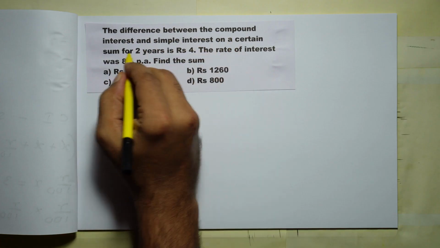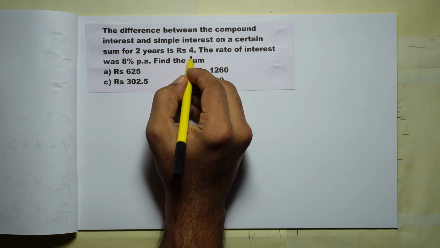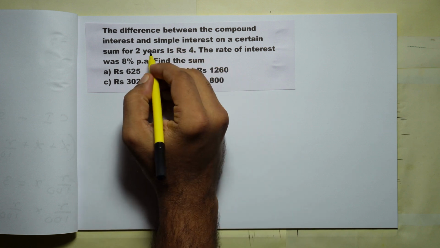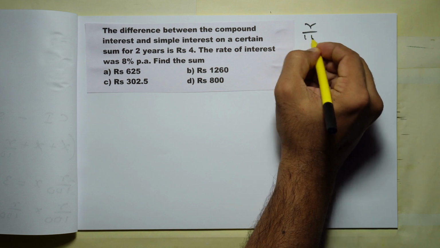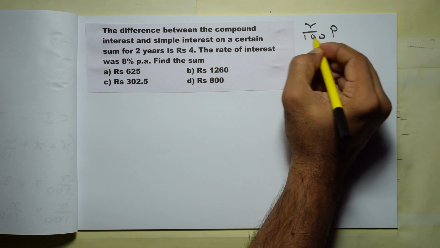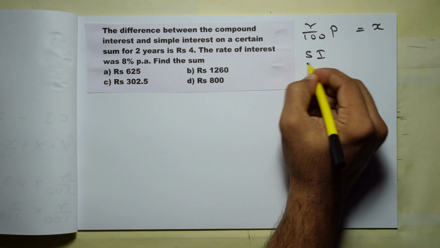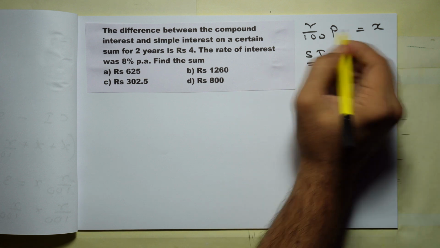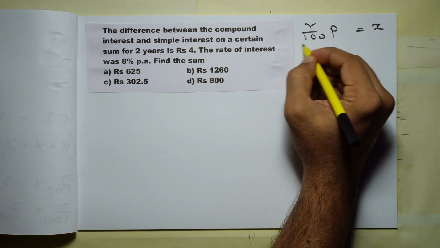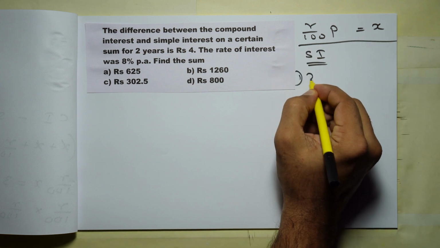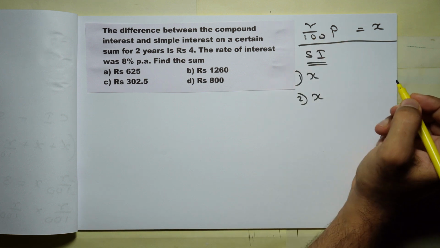The difference between the compound interest and simple interest on a certain sum for 2 years is rupees 4. So first of all, we'll calculate the simple interest for the first year. Now simple interest that you get every year is r percent of principal. This r percent of principal, we'll just take it as x. Now we'll calculate the simple interest for 2 years. First year simple interest that you'll be getting is r percent of principal, and that we are representing as x. So first year simple interest will be x. Second year also it will be the same value, that is x.